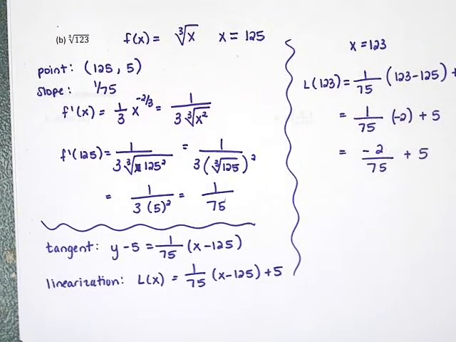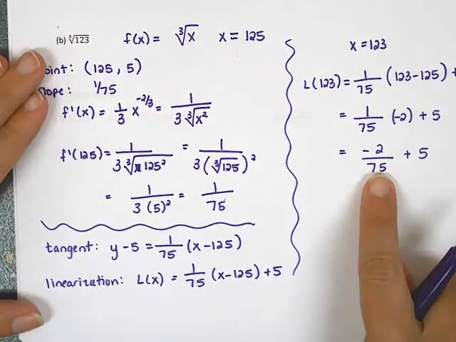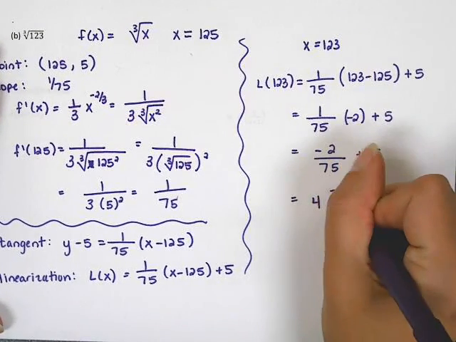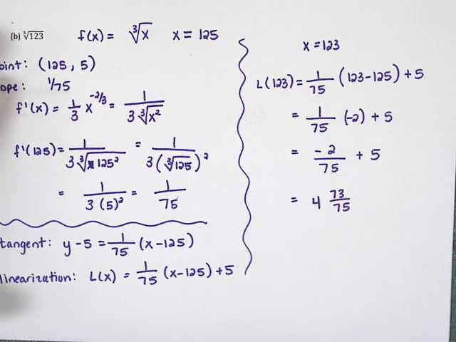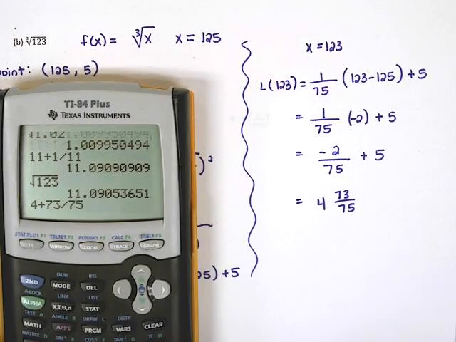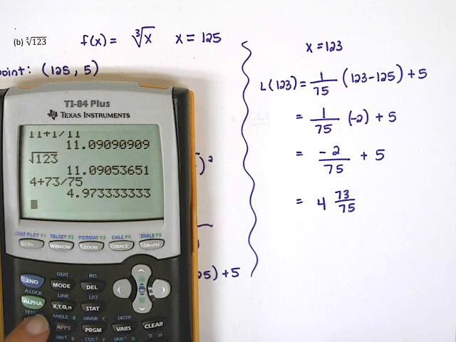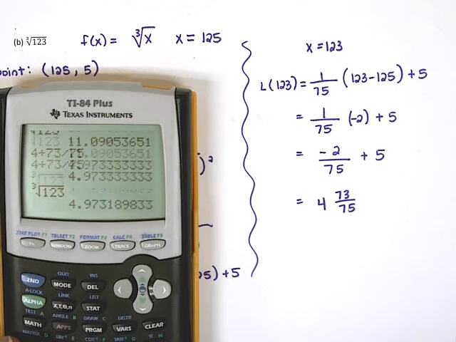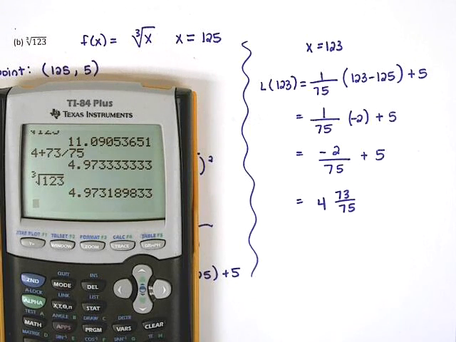Now, if I have 5 of something and I take away, that's why it's negative, 2/75 of that something, I get 4 and 73/75 left. So, how close is that to reality? Well, if I type in 4 and 73/75 on my calculator, and if I type in the cube root of 123 on my calculator, those numbers are accurate to the nearest thousandths. That's pretty accurate. So that's a pretty good estimation using a tangent line to get a value.